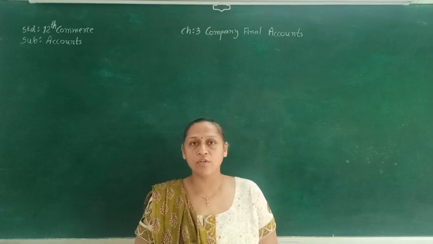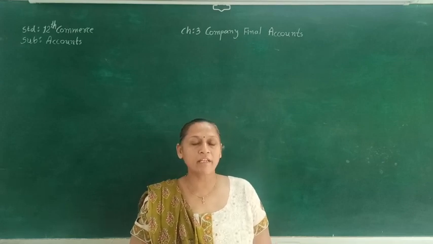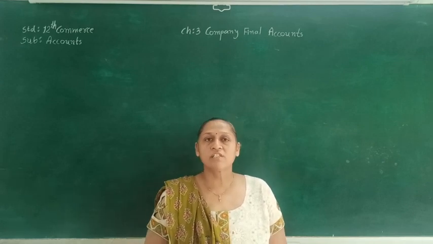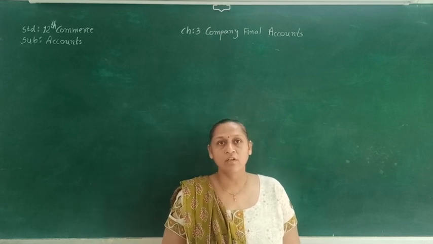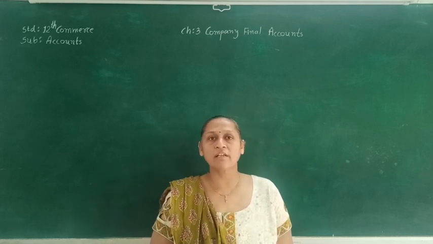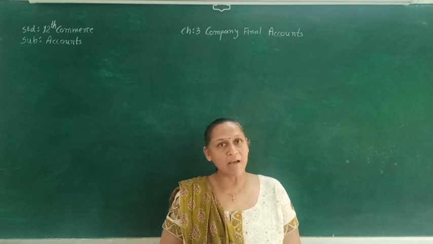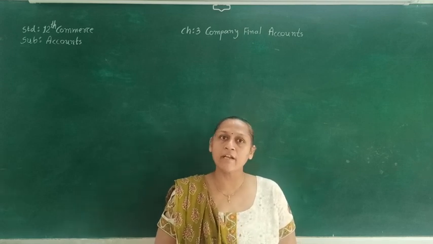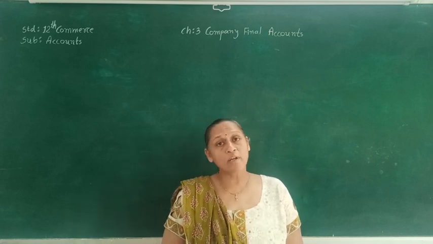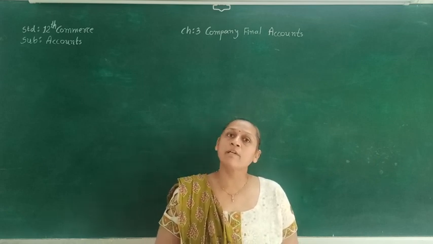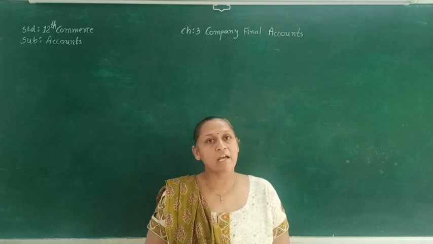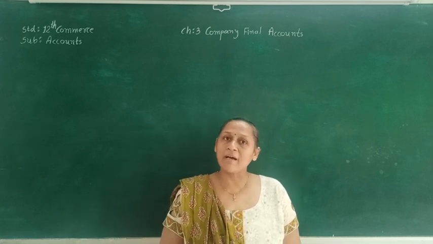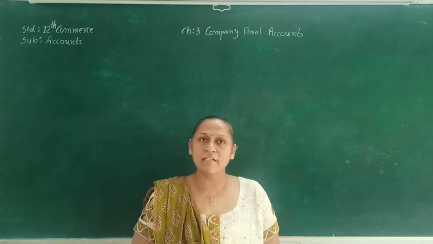Hello students, today we are going to see chapter number 3, company final account of standard 12 commerce subject account. In our last video we have seen the balances of the balance sheet and how to put it, and which are the main head as well as subhead of the balance sheet. Today we are going to see the statement of profit and loss account and the heads under which the balances will fall. Let's see illustration number 11.